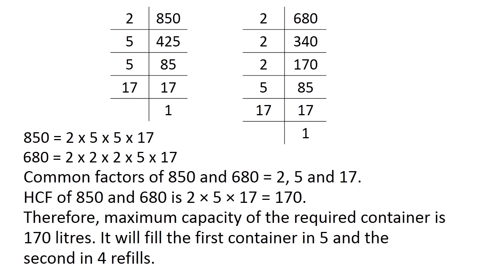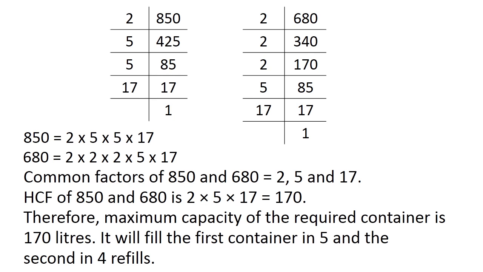850. First, with 2 you are going to start. 2 multiply by 425, that is 850. 5 multiply by 85, 425. 5 multiply by 17, that is 85. 17 multiply by 1, that is 17.